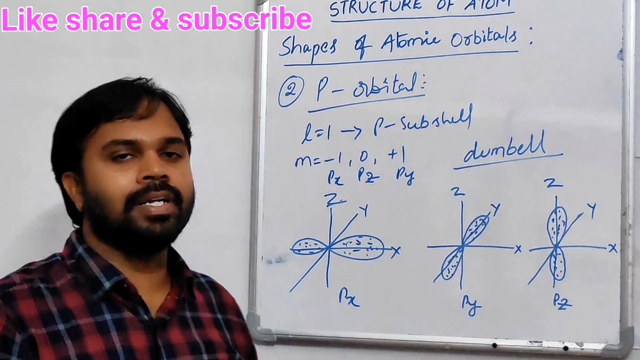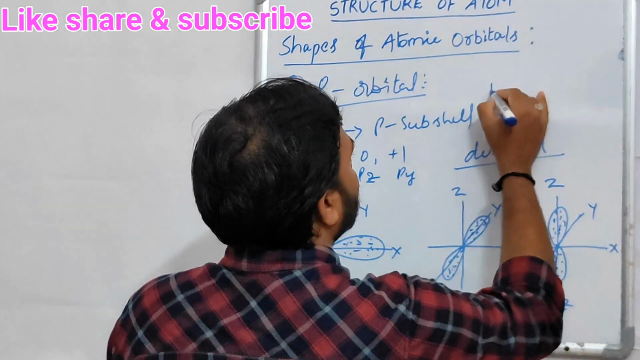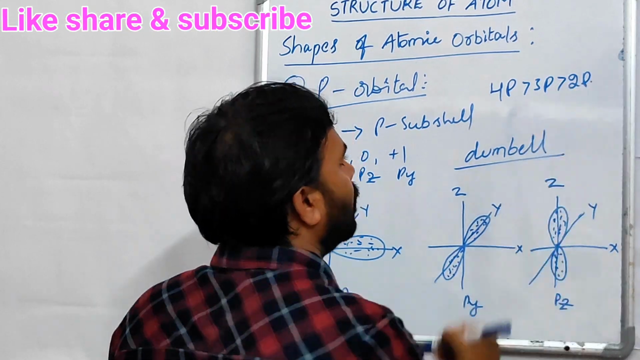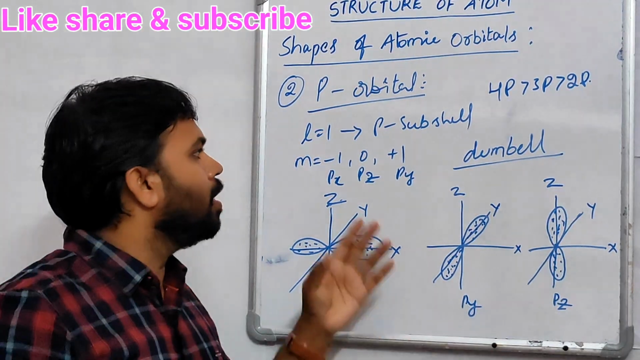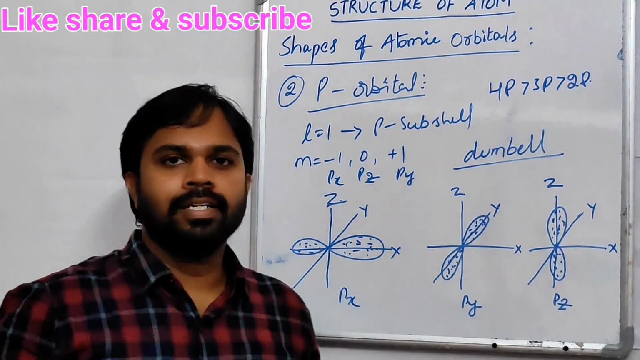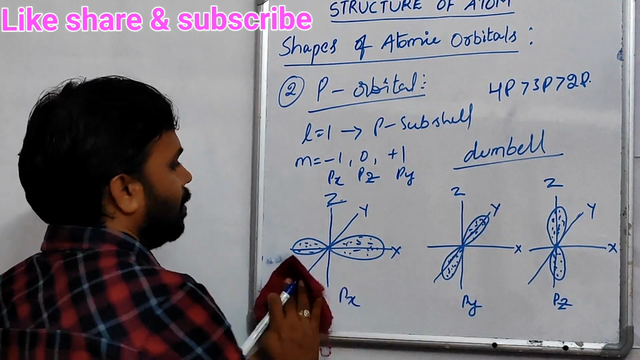The energy of p orbitals increases with increasing the n value. For example, 4p is greater than 3p, greater than 2p. And these p orbitals are oriented along the axis. This is about p orbitals. Now come to the third one, d orbitals.